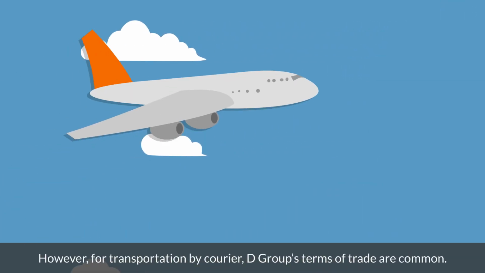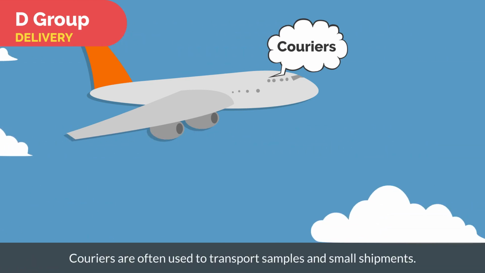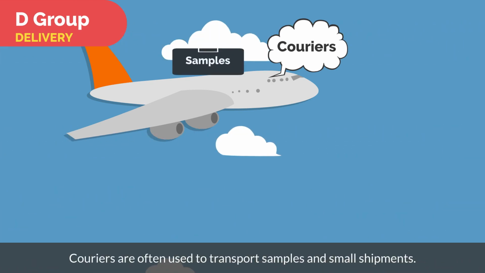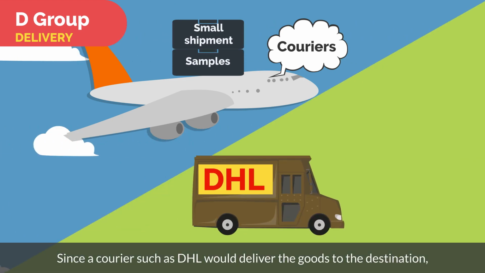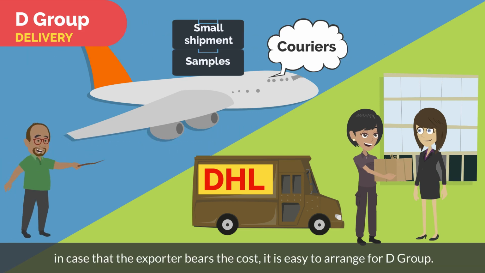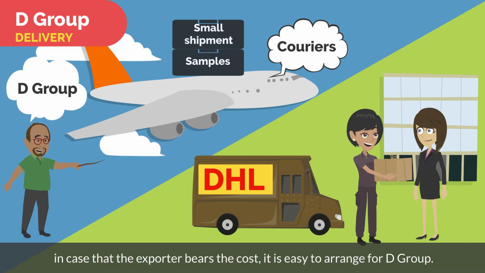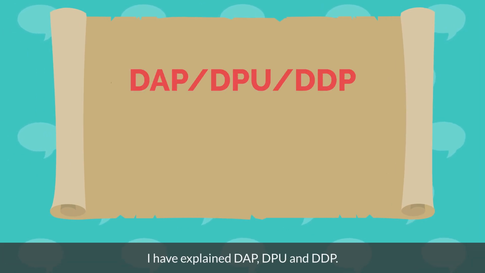However, for transportation by courier, D group's terms of trade are common. Couriers are often used to transport samples and small shipments. Since a courier such as DHL would deliver the goods to the destination, in case that the exporter bears the cost, it is easy to arrange for D group. I have explained DAP, DPU and DDP.